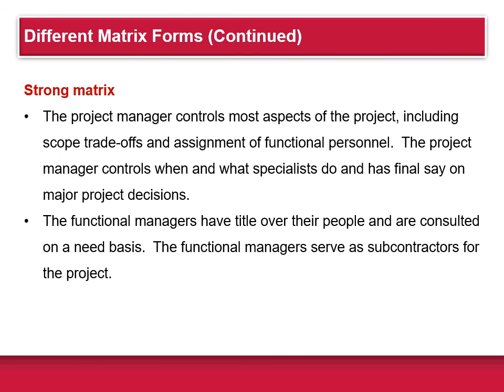And finally, there's what's known as the strong matrix. Here, the project manager controls most aspects of the projects, including the scope trade-offs and assignments of functional personnel. The project manager controls when and what specialists do and has the final say on major project decisions. The functional managers have title over their people and are consulted on a need basis. The functional managers sort of serve as subcontractors for the project.